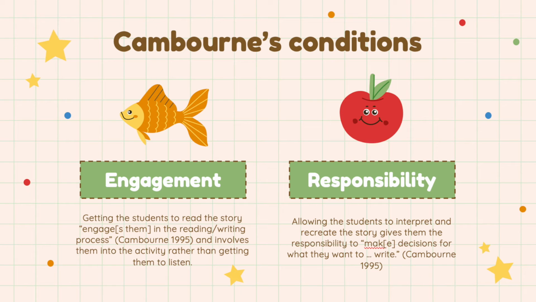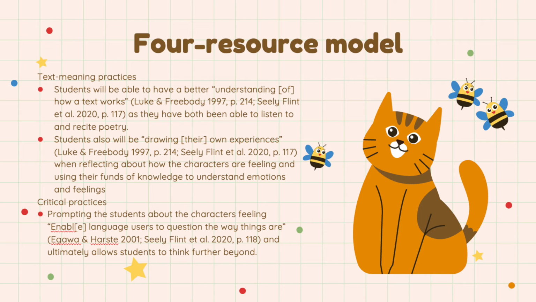Engagement. Getting the students to read the story engages them in the writing-reading process and involves them in the activity rather than getting them to listen. Responsibility. Allowing the students to interpret and recreate the story gives them the responsibility to make decisions for what they want to write. By getting the students to reread the story after the teacher reads the first time, students will be able to have a better understanding of how a text works, as they have both been able to listen to and recite poetry.